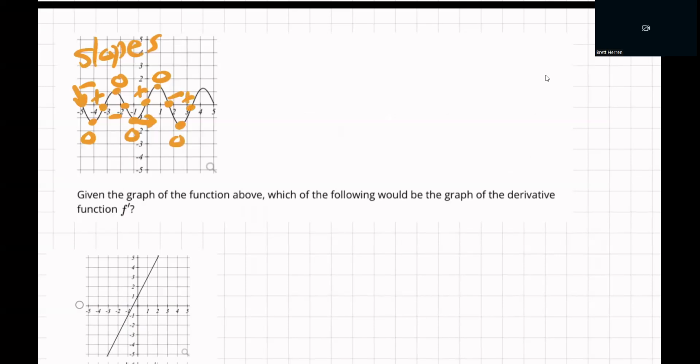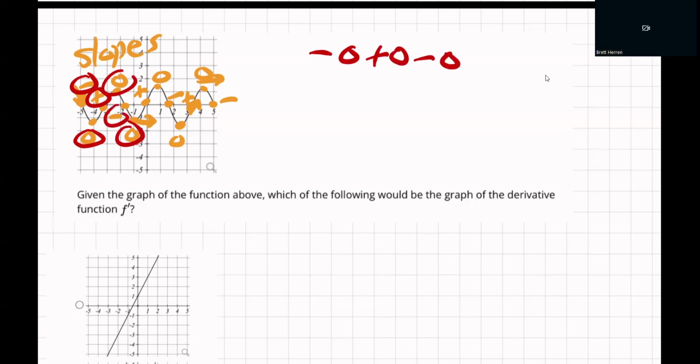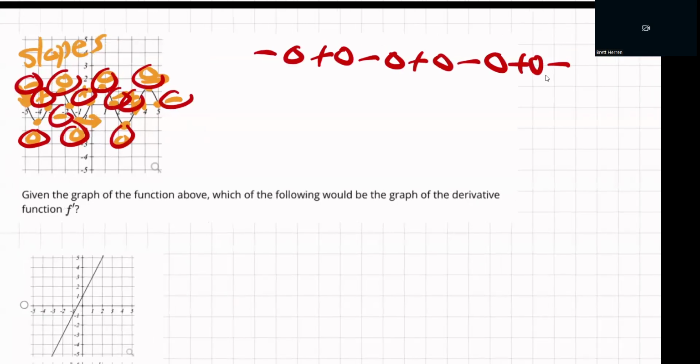Right here, you're going uphill. You're positive. You're riding the roller coaster up. At the top, you're flat, zero slope. Here you're negative slope going down. Okay, look at that. So it started negative, then zero, then positive, zero, negative, zero, positive, zero, and negative. It just keeps doing that. That's what the slopes did.